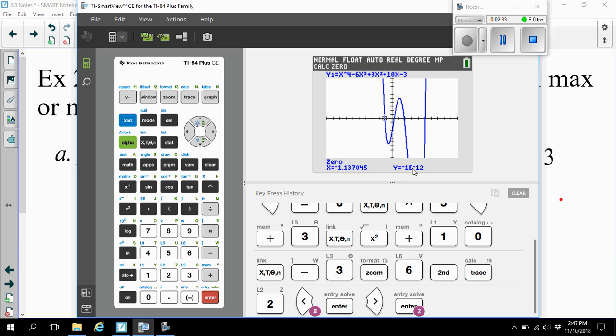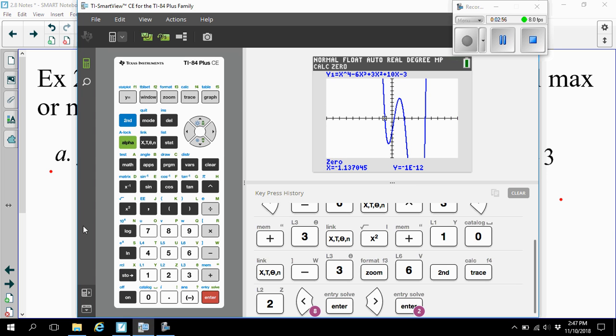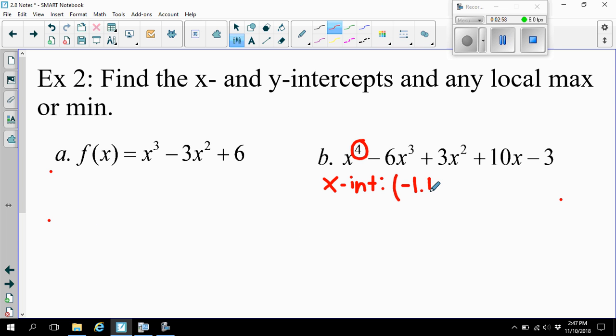Even though this says e to the -12, this just means that if we moved our decimal over 12 places to the left, it would be very close to 0. So one of our answers, which we write as an ordered pair, is (-1.137, 0).